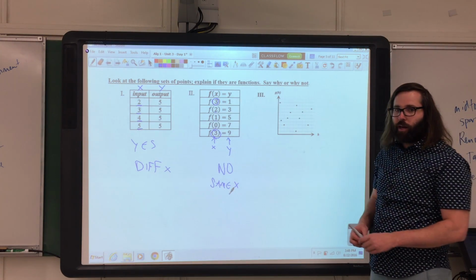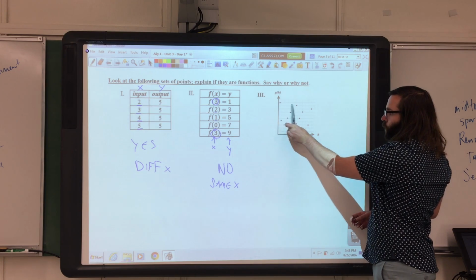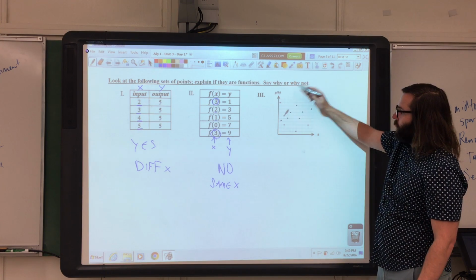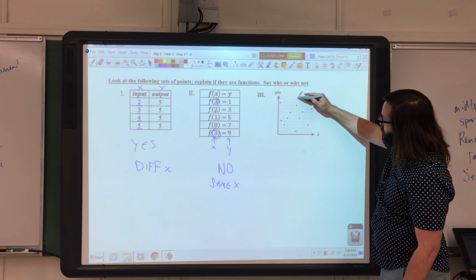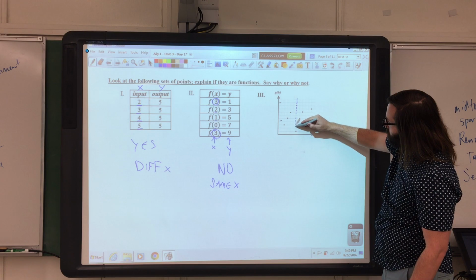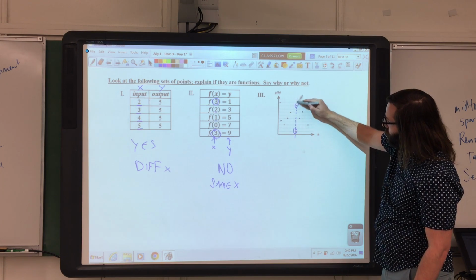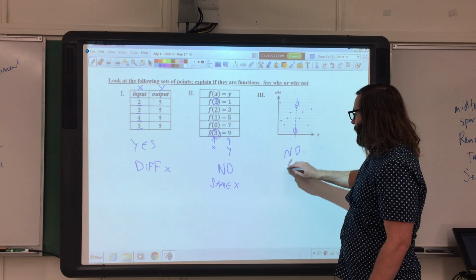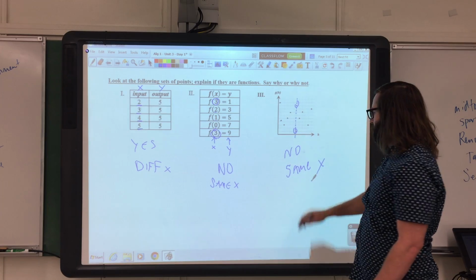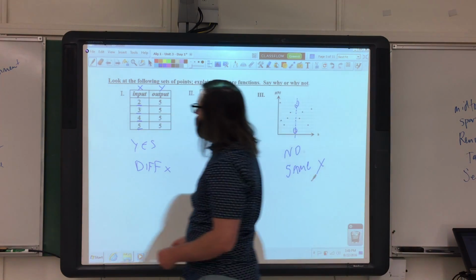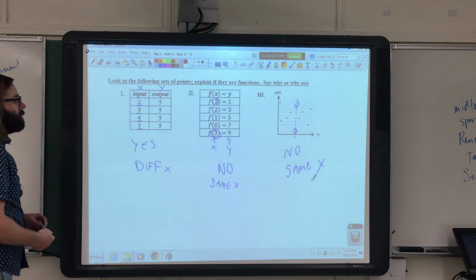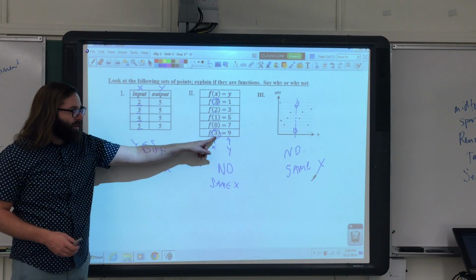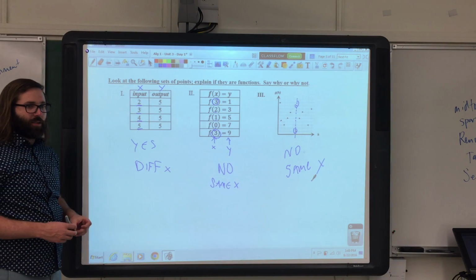Now this one might be hard to tell, but you can do the vertical line test. Okay? This one is not the same as this, so those are good. Go, go, go, go, go. There's this guy. Oh. Same x's. So that means it is not a function. Same x. Okay, vertical line test. Look at the x's. If there's any duplicates for the x's, you know it's not a function.